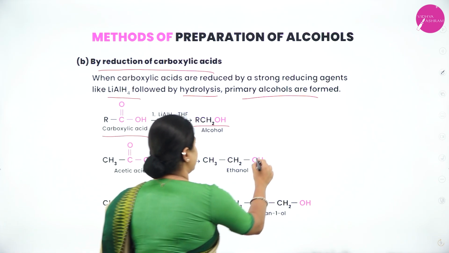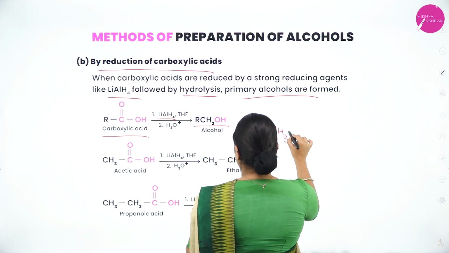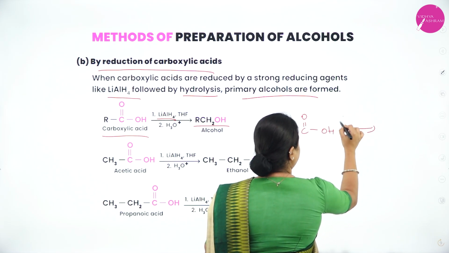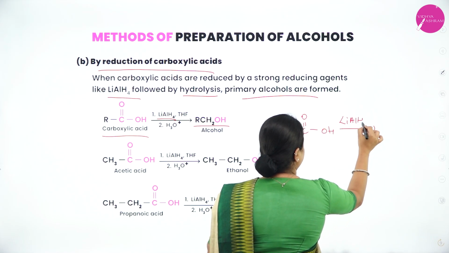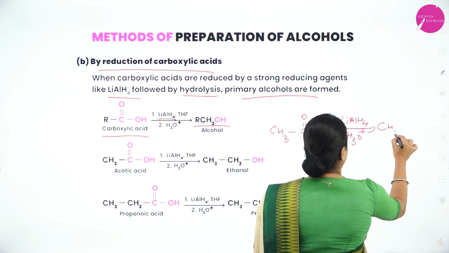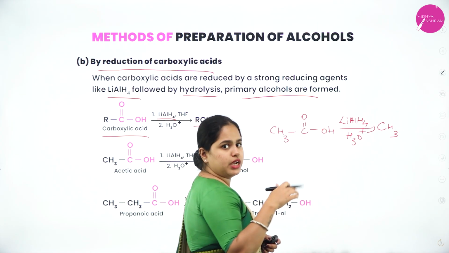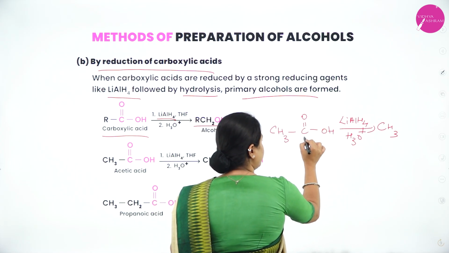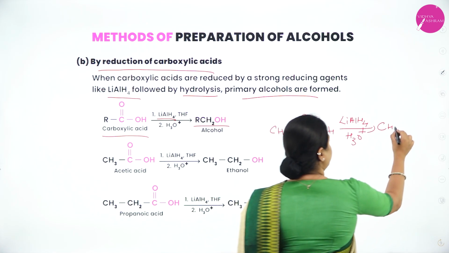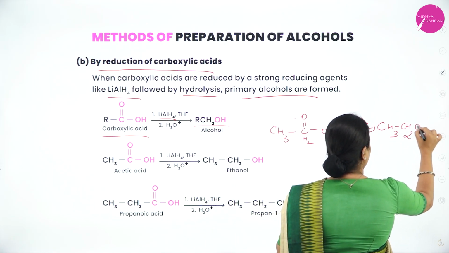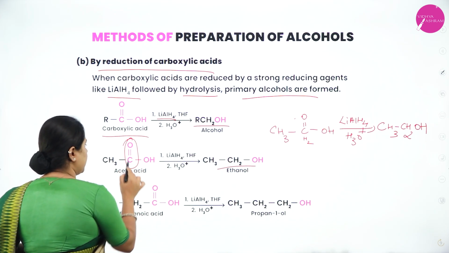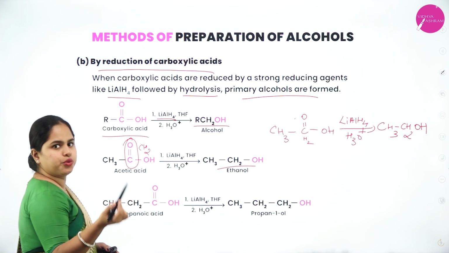So as you can see here, acetic acid, CH3COOH, is taken, to which in presence of lithium aluminium hydride and hydrolysis, what you are going to get? You are going to get CH3, and this C double bond O will become CH2. We are going to add H2 here, right? So this bond will be broken. So you are going to get CH3CH2OH. So this will be converted into CH2. So like that you can remember.